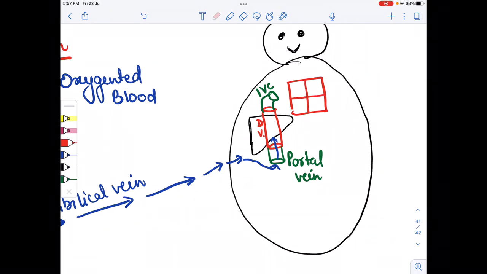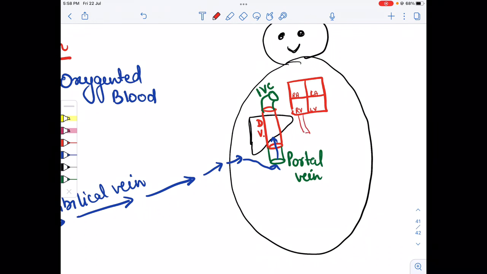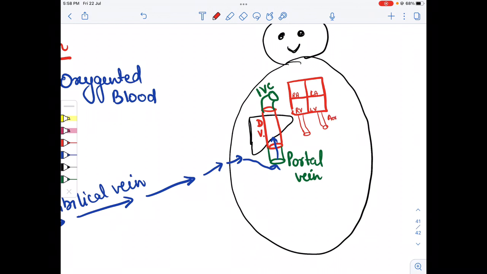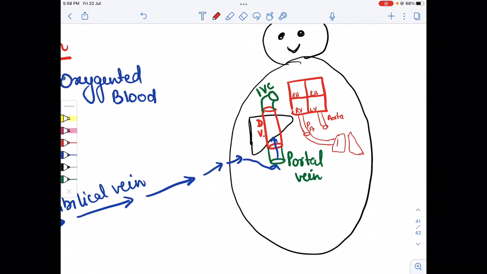Now, after the inferior vena cava, as we all know, we have the heart, and in the heart we have the right atrium and right ventricle. This one is the right atrium, the left ventricle, and the right ventricle. From the right ventricle we have the pulmonary artery. From the left ventricle we have the aorta, and the pulmonary artery gives blood to the lungs. Lungs are not present here, but I am drawing them so you can remember easily. So this one is the lungs.